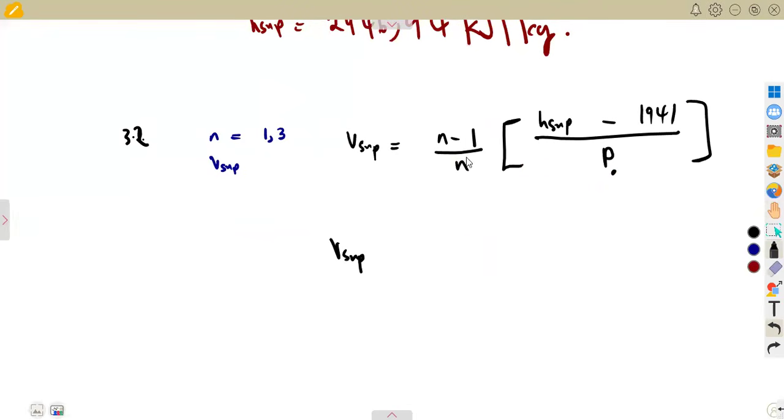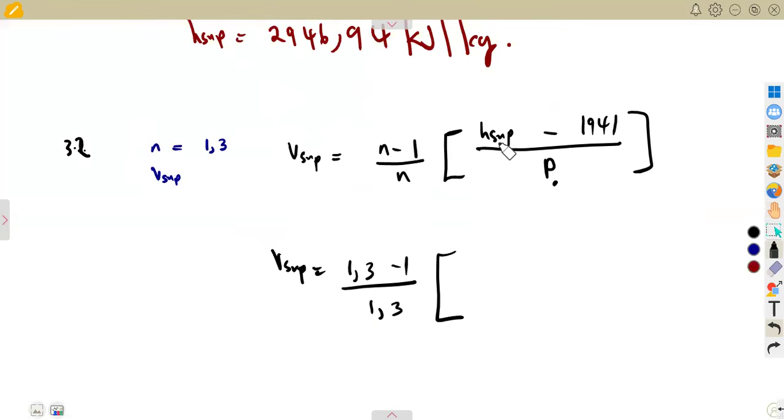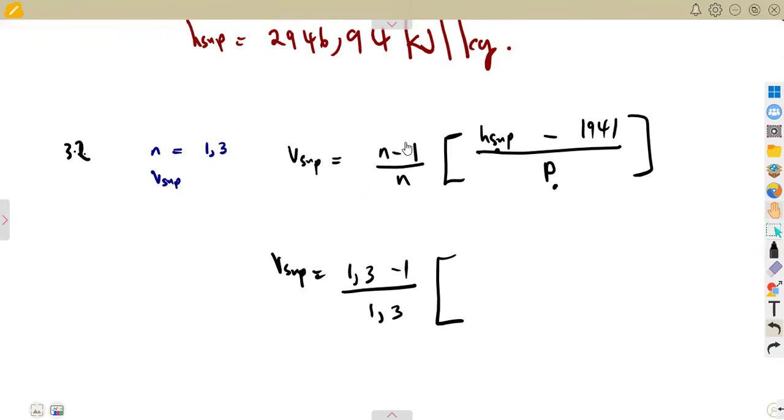So v sup is equal to n. We are given 1,3. Don't be afraid of these questions on steam. These are the easiest questions on steam. Everything you have, you just have to take your information and you are done. H sup, you already calculated that. That is the only part where you need your formula.